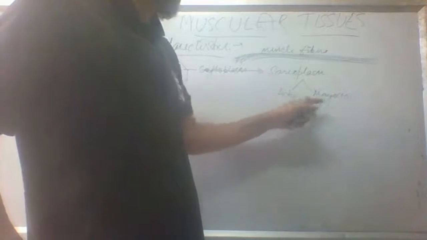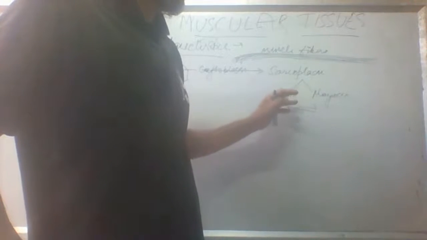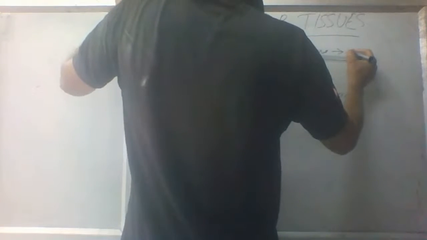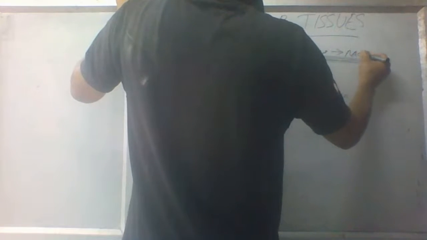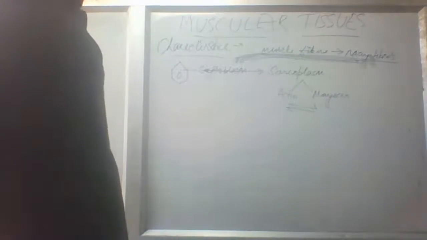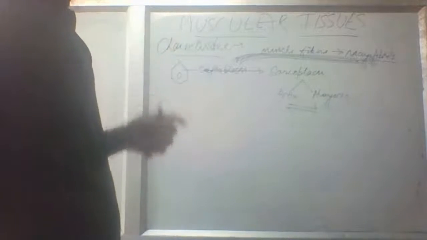So as actin and myosin are there in both the places, we can term them myofibrils. So muscle fibers are also called myofibrils, MYOFIBRILS.